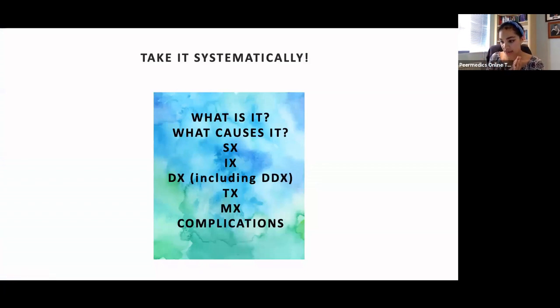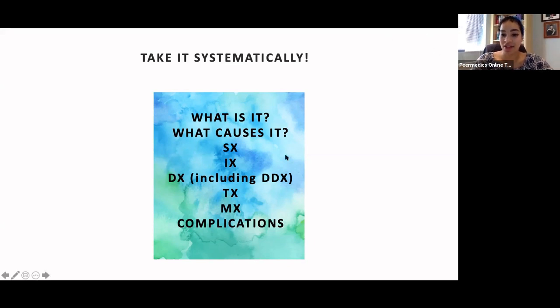I'm a really big believer in, if you can't explain it to somebody else, then you don't understand it. And so the best way to make sure you've covered all those bases to explain to somebody else is by just taking that systematic approach. So what causes it? What is it? Symptoms, investigations, diagnosis, including differentials, treatment, management, and then complications. And that's literally just one line about everything. You don't need to go into the minutiae of it all, because quite frankly, there's quite a lot of topics in ophthalmology.